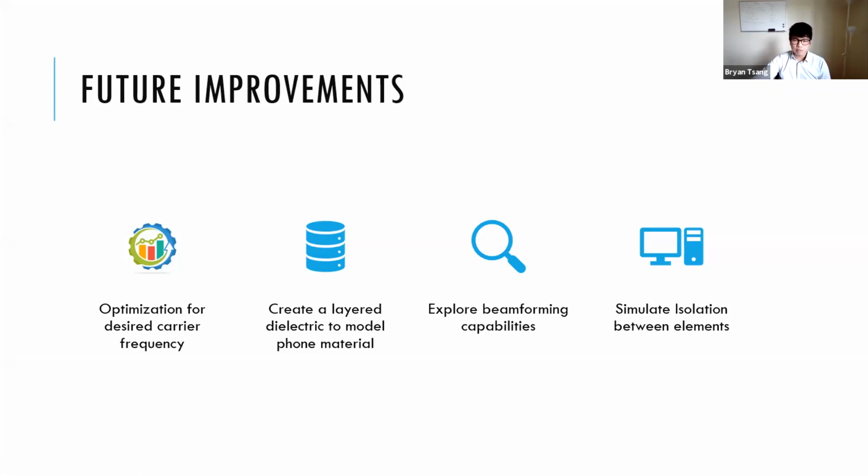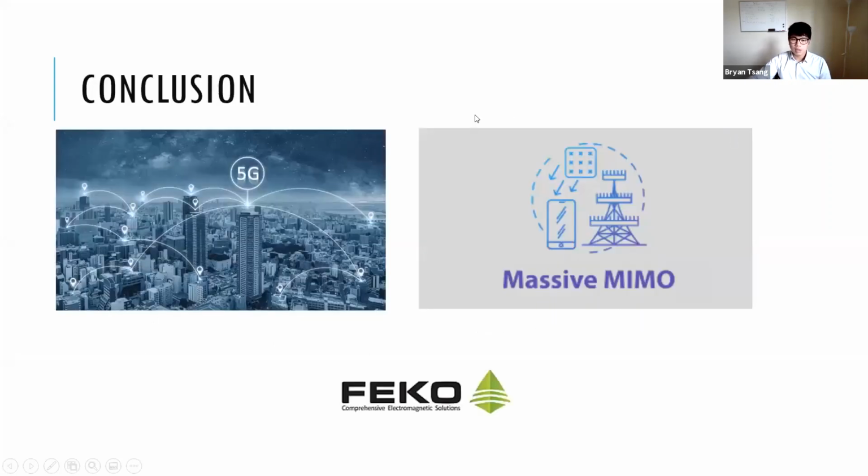So in 5G, it's pretty important to make sure there's good isolation between element to element so that there's not any unwanted interference. So in conclusion, I hope you guys were able to learn a little bit about 5G and the role that massive MIMO plays into all of this, and why MIMO is so important right now. And I hope that it was a good time looking at my FEKO simulations.